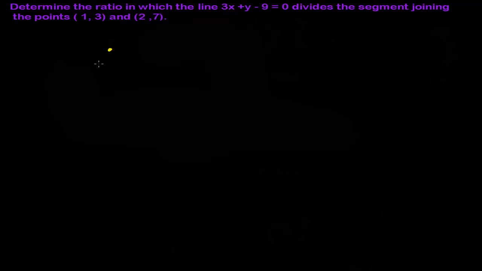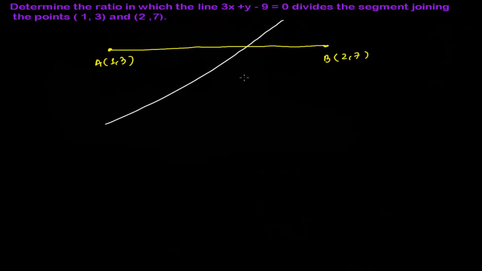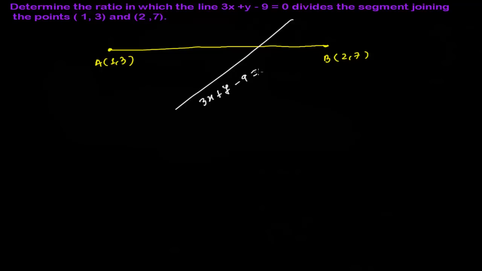Suppose we have a point here, A, whose coordinate is (1, 3), and we have another point, B, which has coordinate (2, 7). Now let me join this line, and now it is a segment. So this line segment AB has been divided by another line. Say this is our line, it's not straight. This is my line, which is 3x + y - 9 = 0.